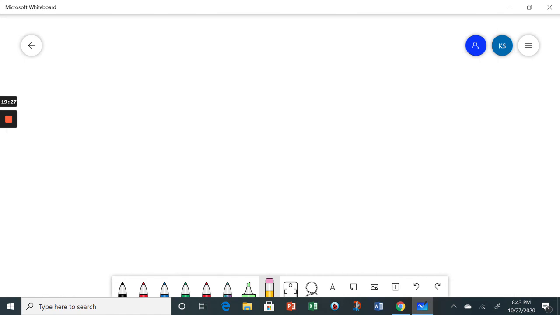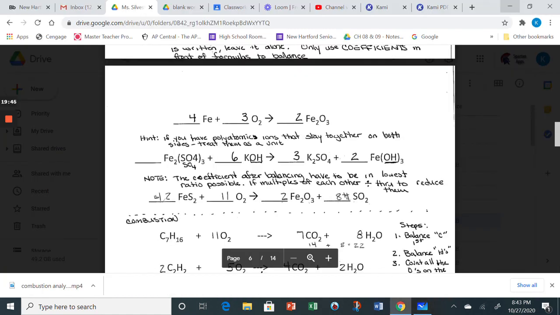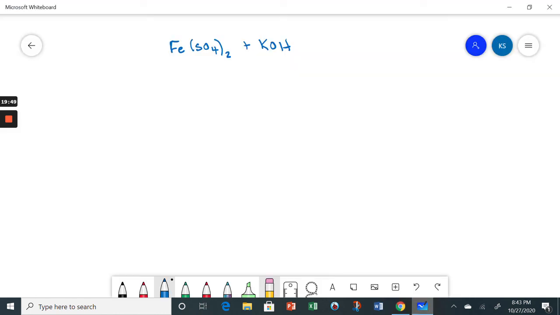Iron 2 sulfate. Would be good if I had the right thing here. I thought it was iron 2. I better go check that. Potassium hydroxide. I'm just going to check. Nope, it was iron 3. Silly me. Right, so I gotta go change this. Hold on, my hand's spazzing. Okay.